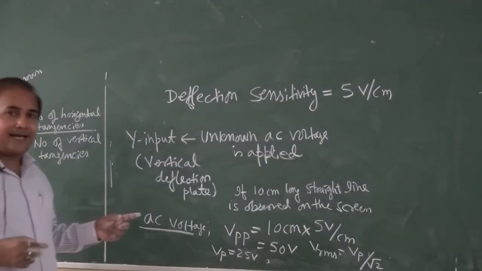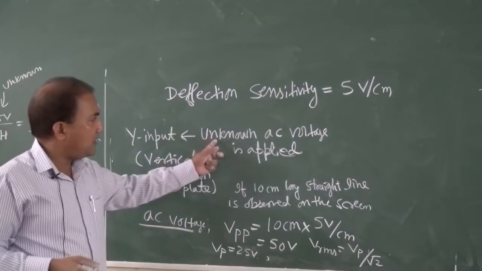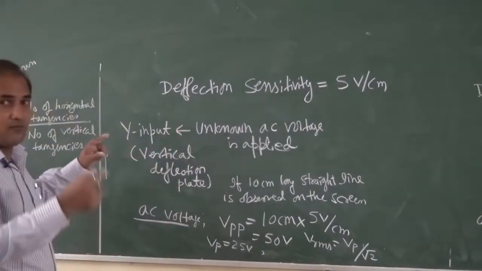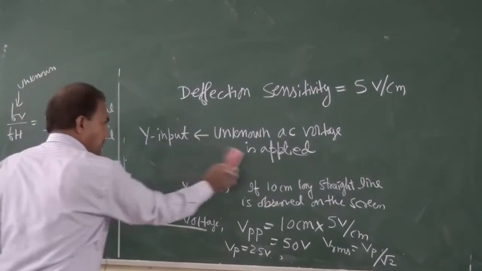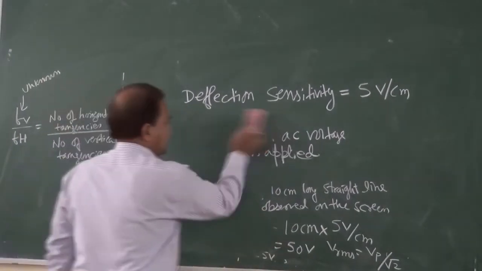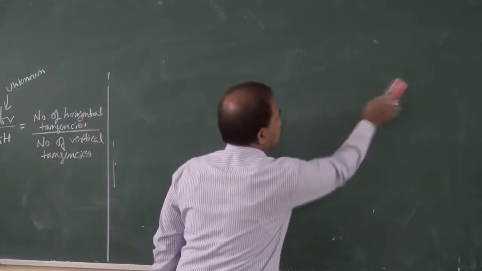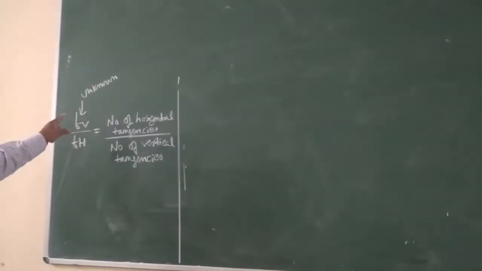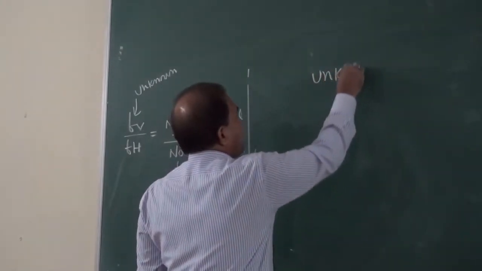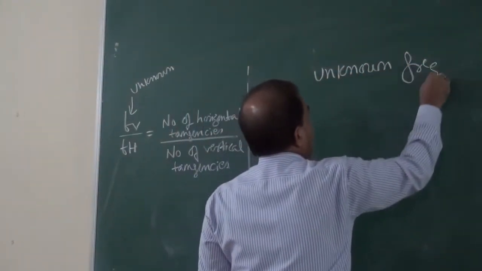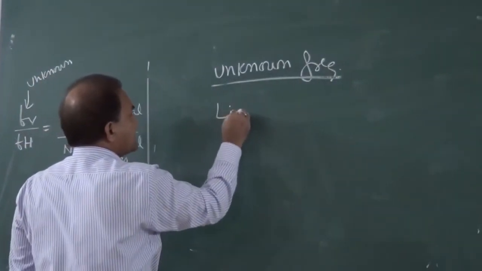So in this way we can determine the AC voltage of an unknown signal which is applied to the vertical deflection plate. Okay. So in this way we can determine the voltage, we can determine the time period, and by determining the time period we can determine the frequency also. Then we will see how to determine the unknown frequency. Unknown frequency can be measured by Lissajous pattern.